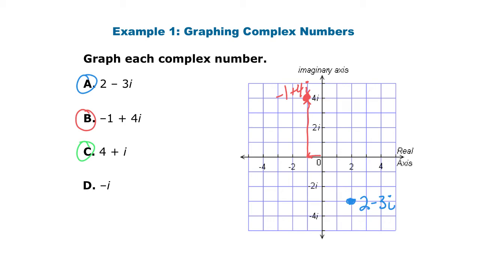Okay, in c, the positive 4 on the real axis will take us to right here, and then we go up 1. So this is the number 4 plus i right there. And the last one, d, is just negative i. So there is no real number part. So we're just going to go down 1 on our imaginary axis. So this is negative 1i right there.